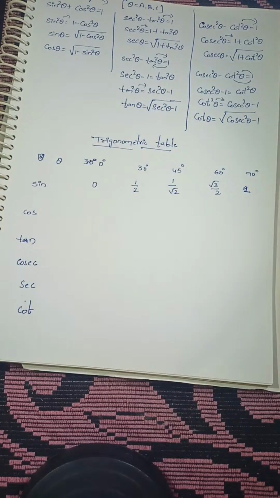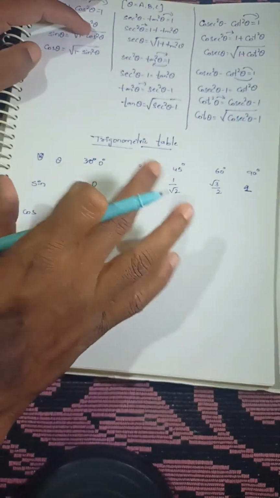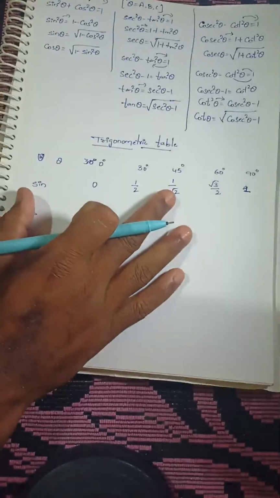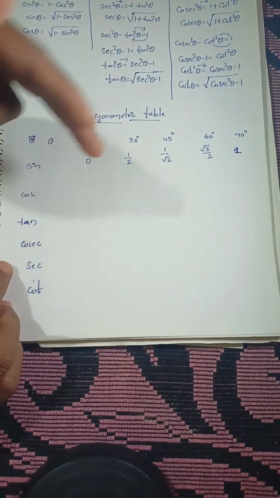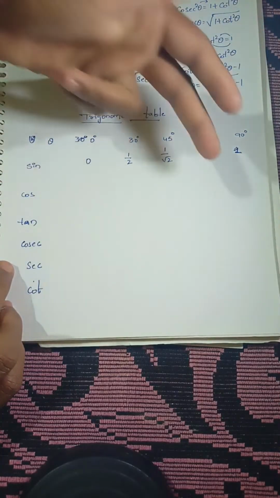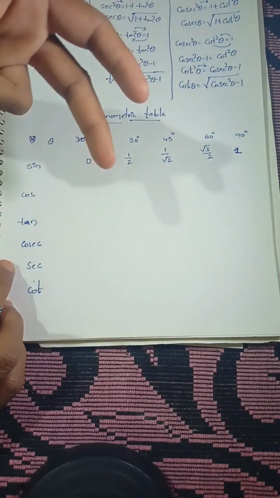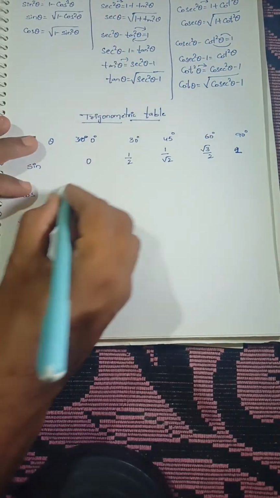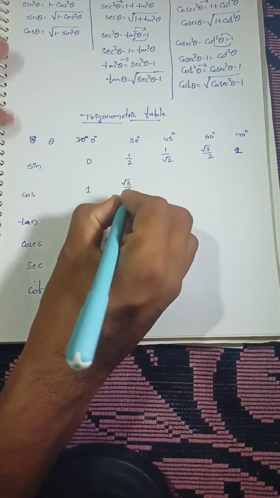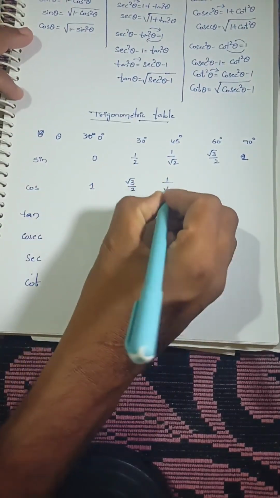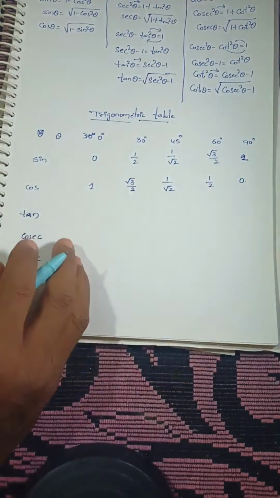Now see, very simple. Write down the opposite of this one, you will get the trigonometric table of cos theta. That's it. If you write the reverse order of sine, it is cos. Keep in mind, reverse order of sine is cos. So cos 0 value is 1. Cos 30 value is root 3 by 2. 45 degrees value is 1 by root 2. Then 1 by 2 and 0.